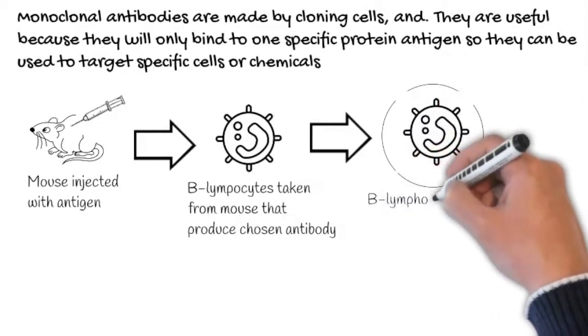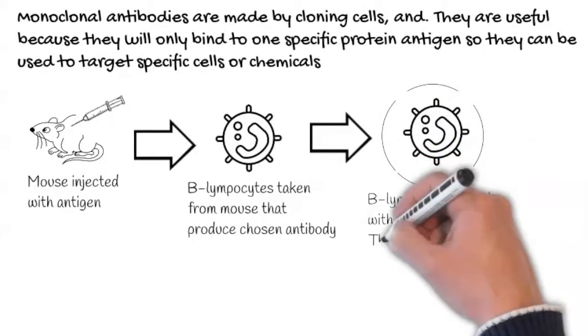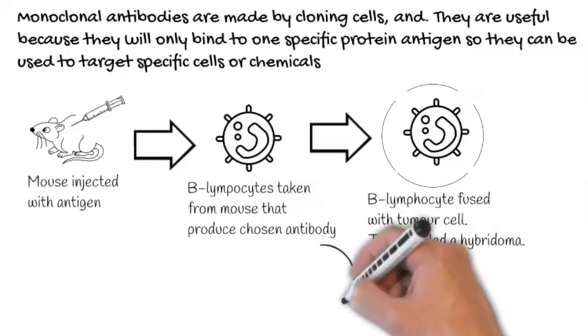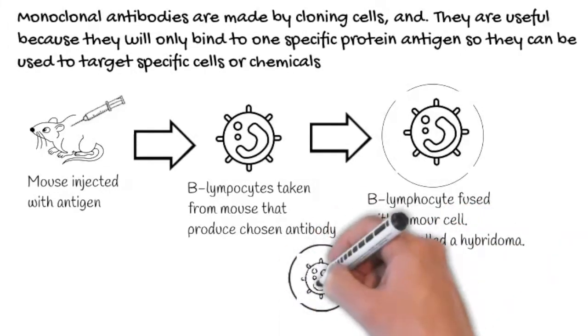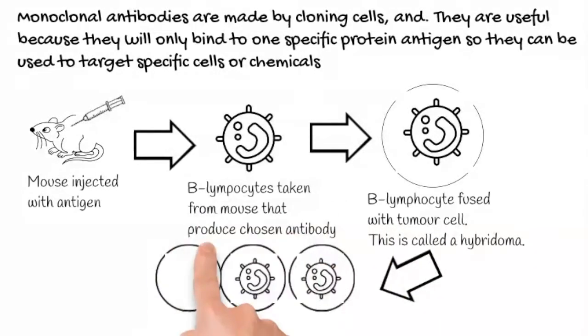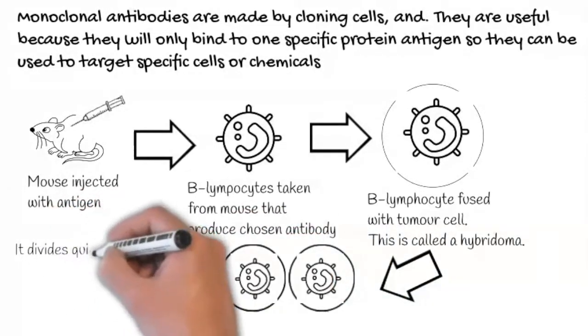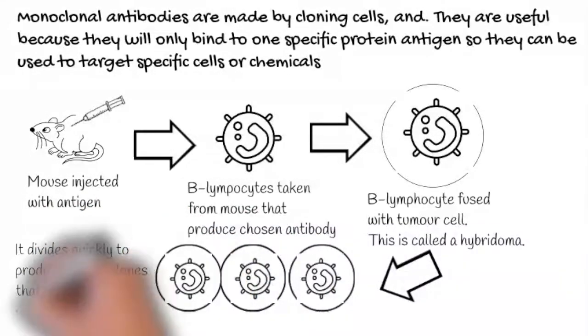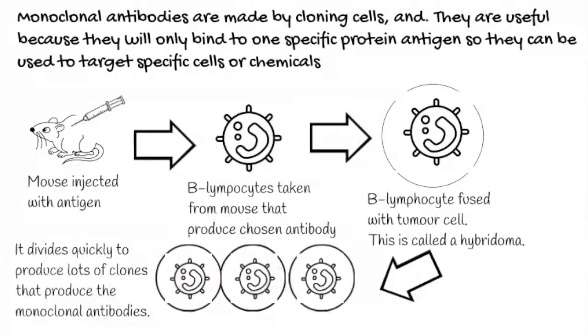These lymphocytes are then inserted into a tumour cell because tumour cells can divide very quickly, and this is called a hybridoma. These tumour cells then divide to produce more of the B lymphocytes that produce the antibodies. It divides quickly to produce lots of the clones that produce the monoclonal antibody.